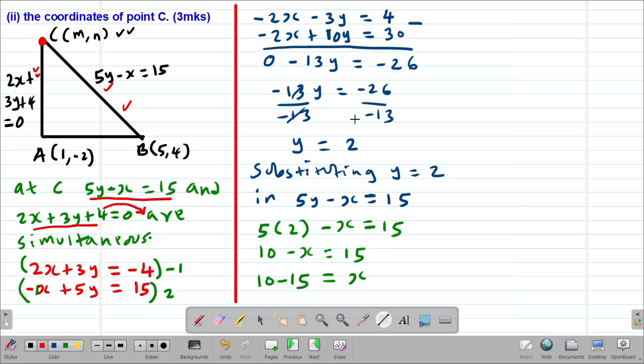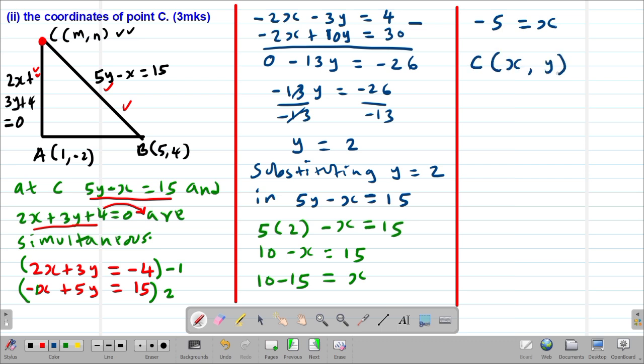Then let me separate my working with this particular straight line here. So 10 minus 15, I'll get negative 5 being equal to x. Therefore, the coordinate for point C, which is simply x comma y, so C is equal to, my x is negative 5, then comma, my y was positive 2. So point C has the coordinates of negative 5, positive 2.